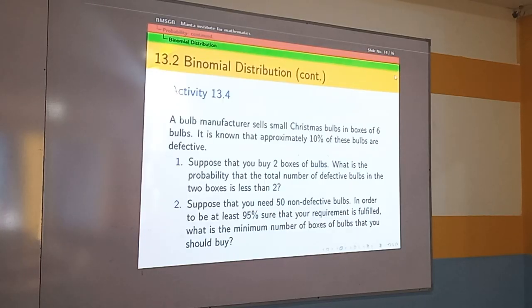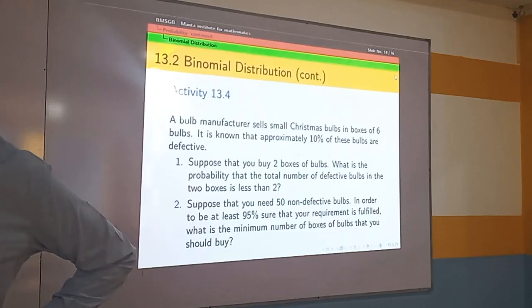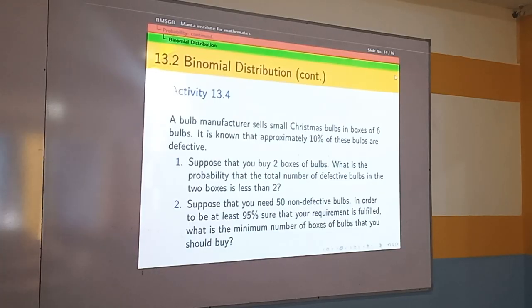How do you model the problem now? What is your sample size? What is your theta? N should be 12, theta should be 0.1. That's right. So you should be looking at the number of defective bulbs less than 2. So that means 0 and 1.